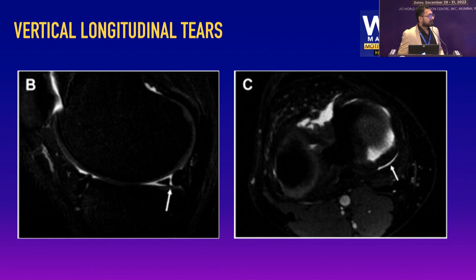On MRI, you will be able to see this kind of vertical signal on the sagittal images. Also, on the axial cuts, you will be able to see the linear impression.